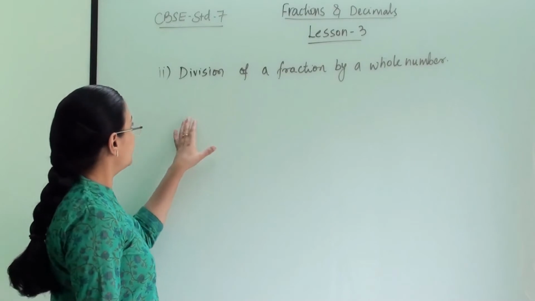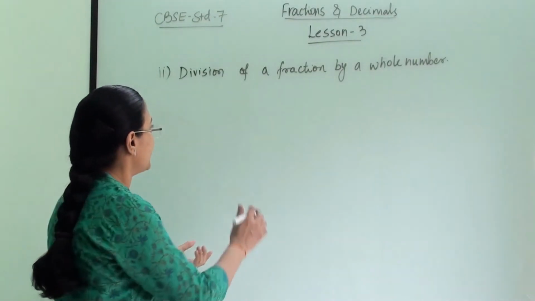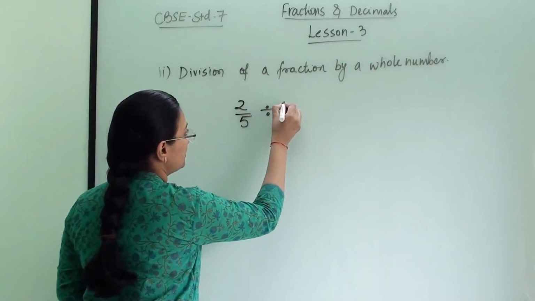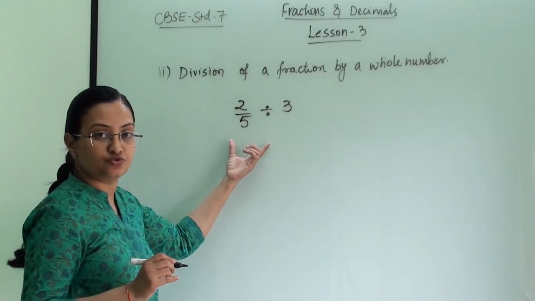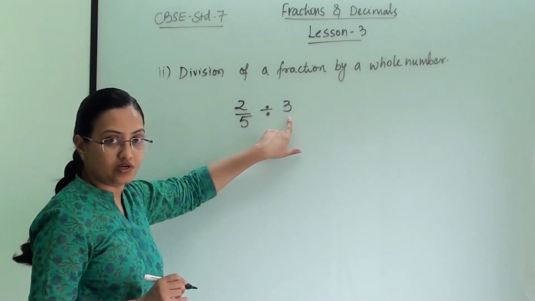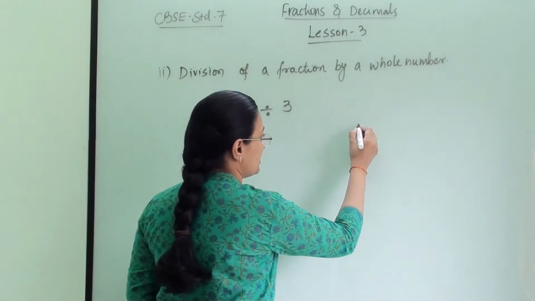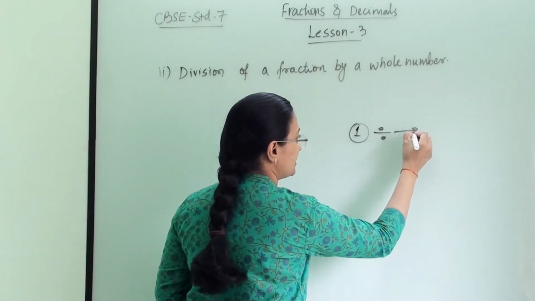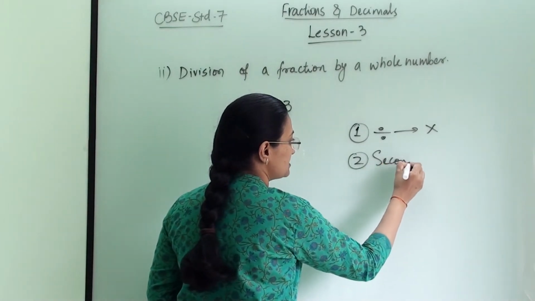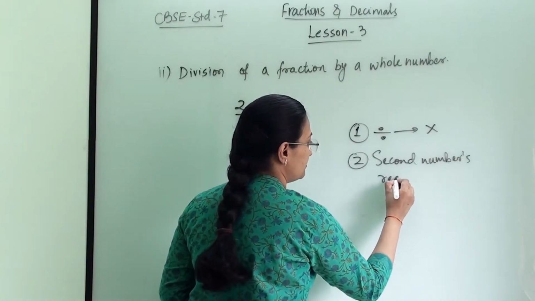Second possibility in the division is division of a fraction by a whole number. For example, here we are taking 2 by 5 in division with 3. This is exactly opposite to what we have taken earlier. So this is a fraction divided by a whole number. So here also we are following the same steps. First step is we change the division sign into multiplication sign, and second step is we write the second number's reciprocal.